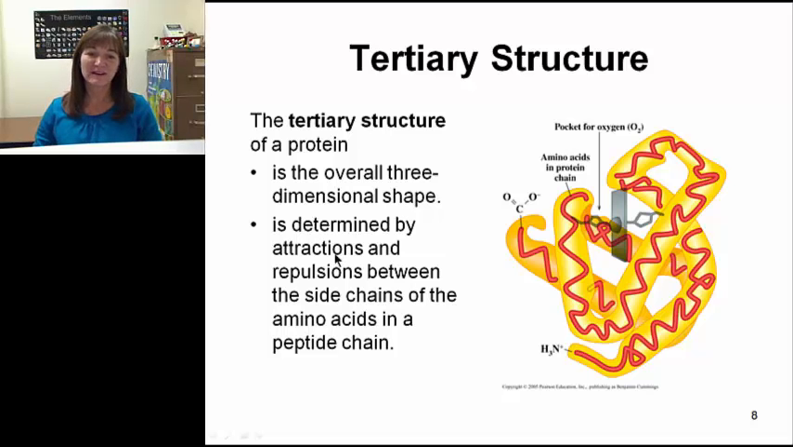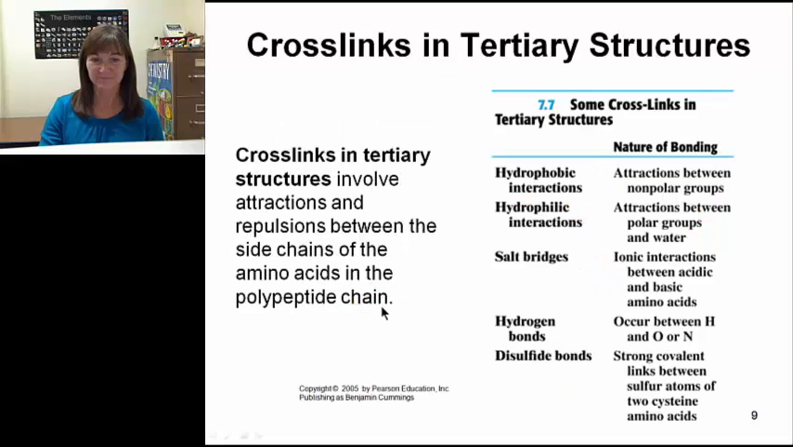It is determined by the attractions and repulsions between the side groups, or those R groups of the amino acids. So that's important. I want you to know that tertiary structure is held together by those side groups. So here are some interactions holding the tertiary structure together. What are some interactions between those R groups? They call that cross-linking. Cross-linking in your tertiary structure involves the attraction and repulsion between those side chains. I've already mentioned that, and here are some of them.